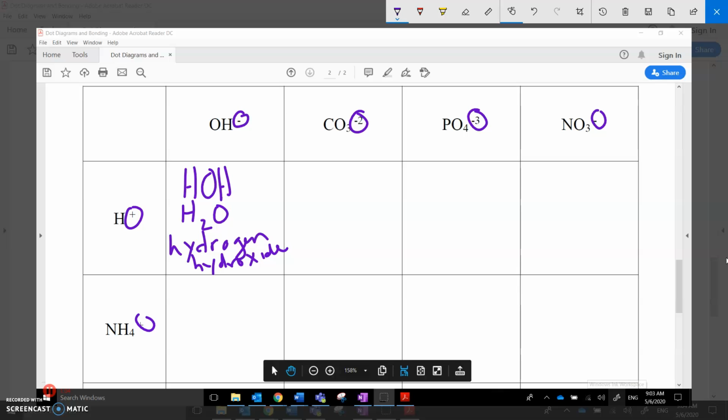So NH4 plus OH minus. So I give the 1 here to the NH4. I give the 1 from the NH4 to the OH minus. So this is going to be NH4OH, right? So they cancel each other out. -1 plus 1 is equal to 0. And this is called ammonium hydroxide.